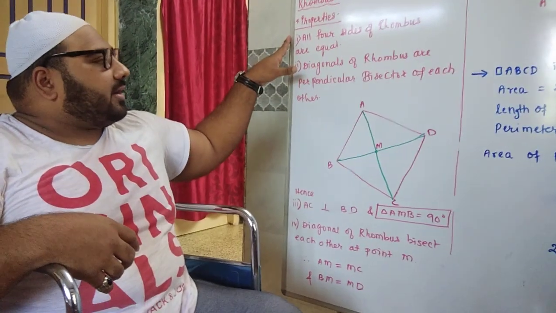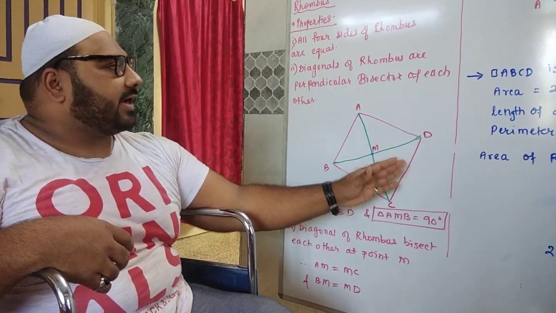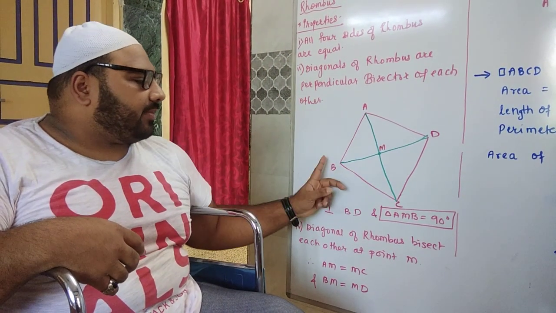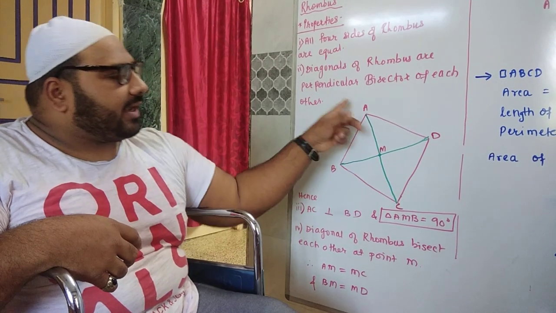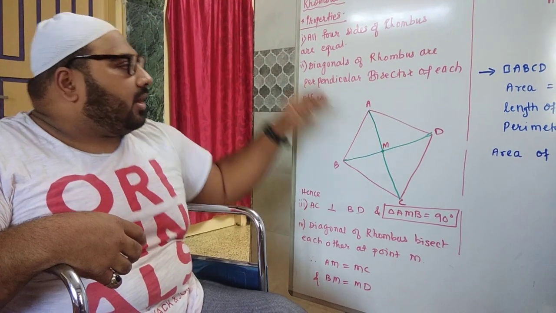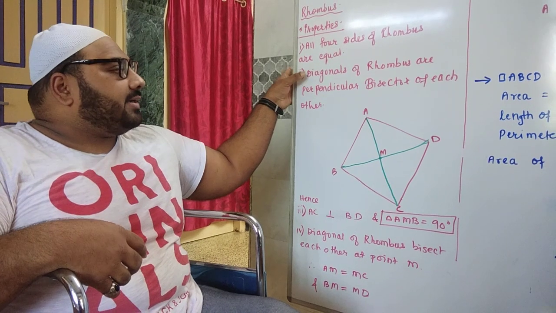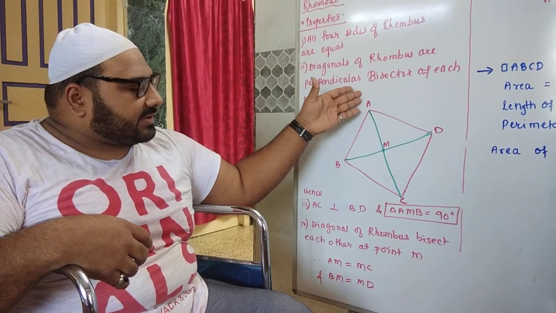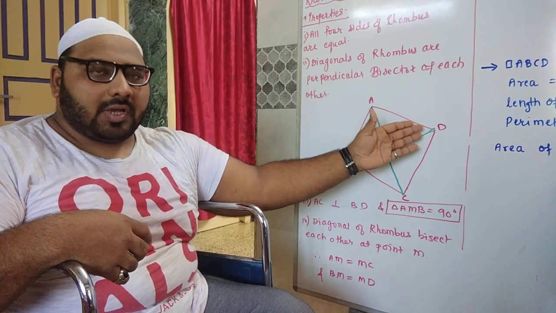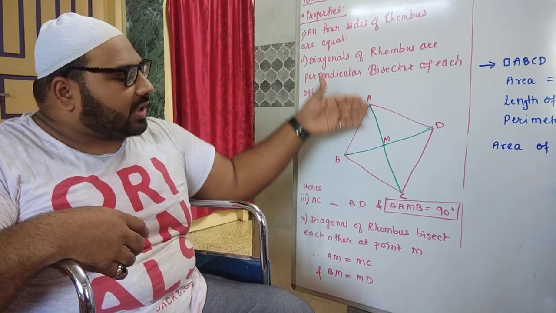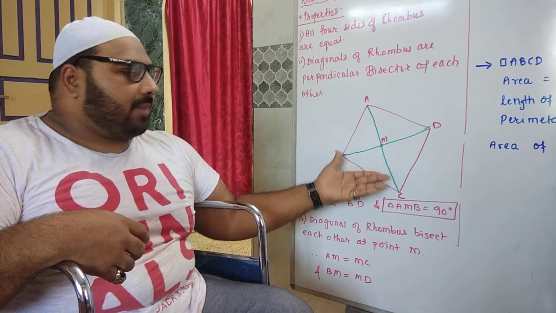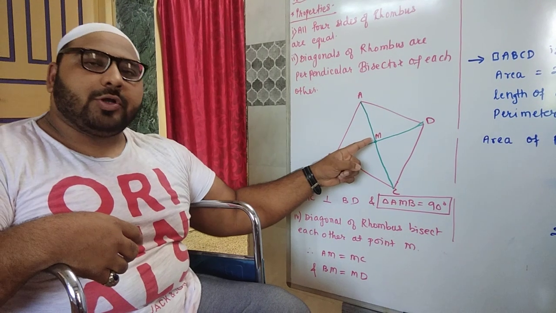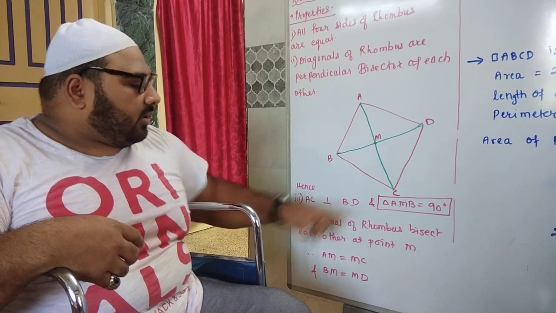Now its properties are, as rhombus has 4 sides, all 4 sides of rhombus are equal in length. That means length AB, length BC, length CD and length AD are of equal length. Another property of rhombus is diagonals of rhombus are perpendicular bisector of each other. Now if you can see, AC and BD are two diagonals of the rhombus which are perpendicular bisector of each other. Perpendicular bisector means it makes the angle of 90 degree at the point of intersection M.